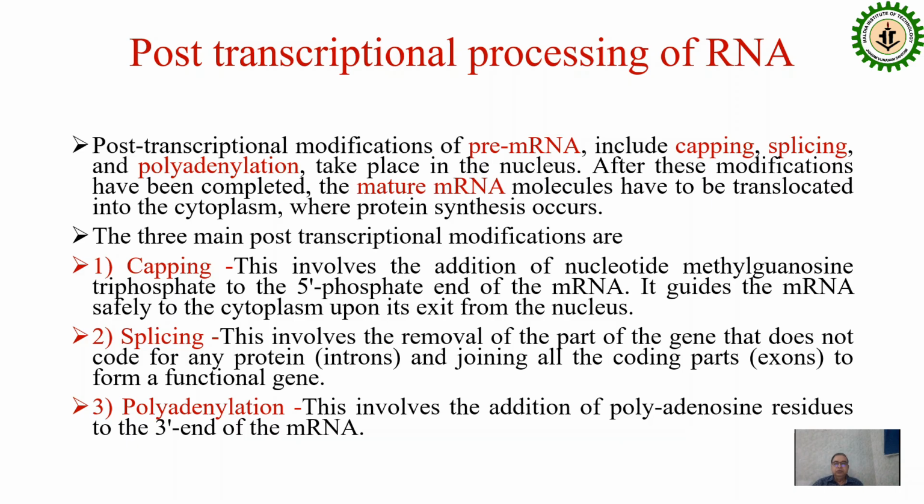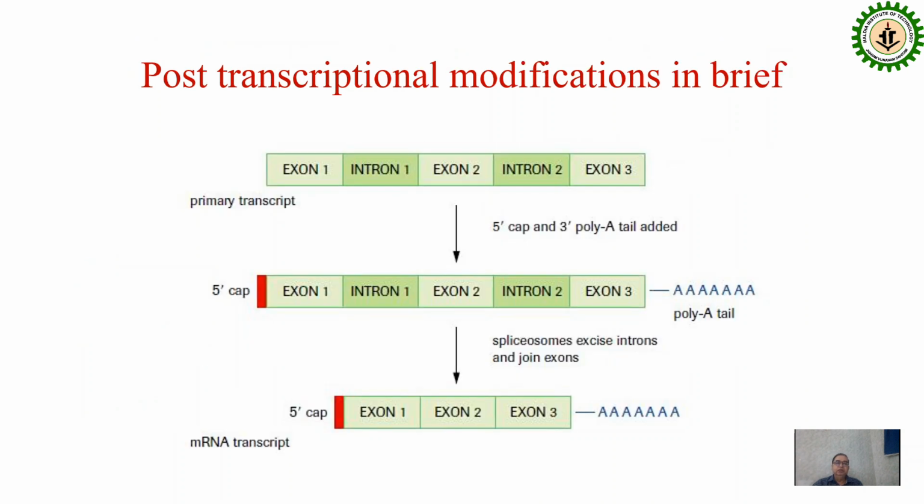So today we are going to confine our discussion on these three parts of the post-transcriptional modifications. Number one is capping, which occurs in the 5' site. Then number two is splicing, or removal of non-coding parts, and number three is the polyadenylation, or addition of polyadenosine residues to the 3' end of the RNA.